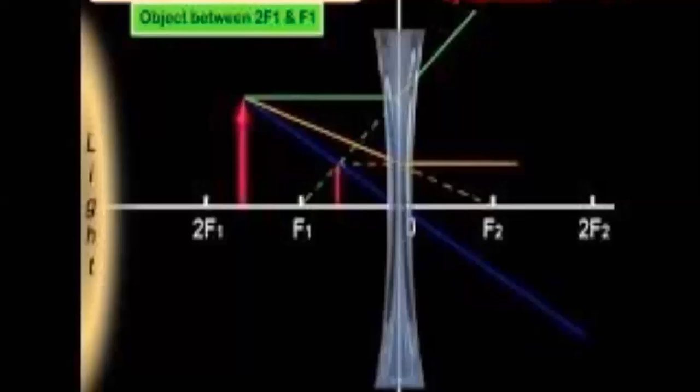Next picture is defining the ray diagram of a concave lens. For the concave lens, you can see the object is present between the focal point and center of curvature. The light rays incident on the concave lens are going to be diverged, the blue one and the green one. So you need to draw them in the backward direction, which will form an image in virtual form, upright, but in diminished size.